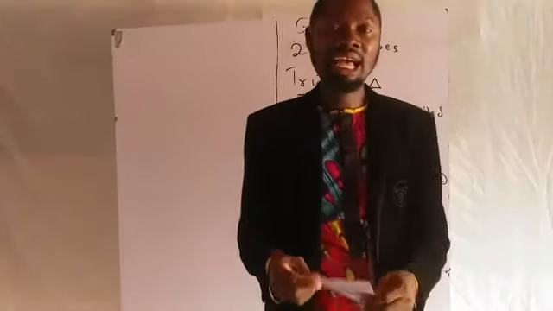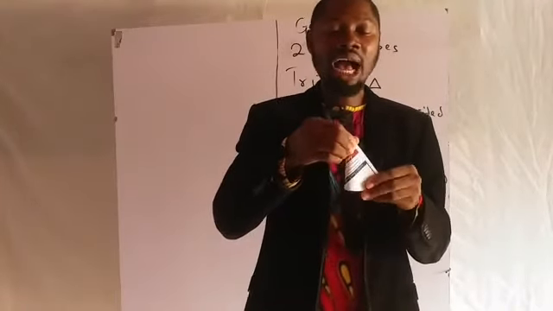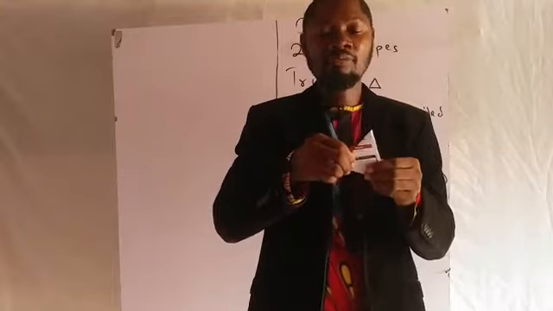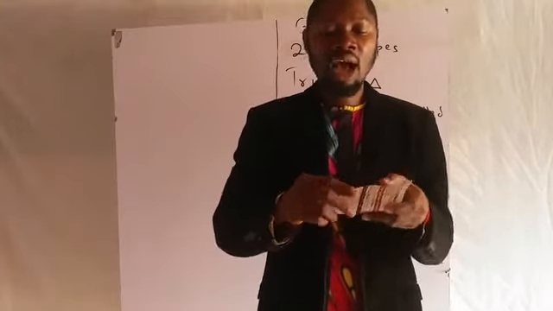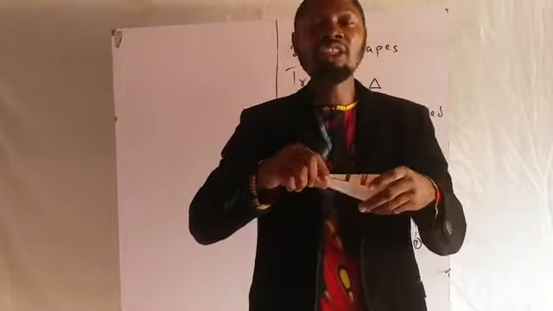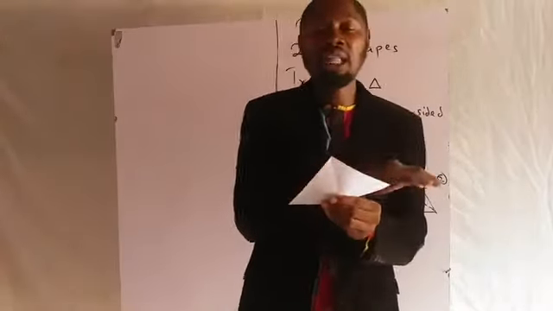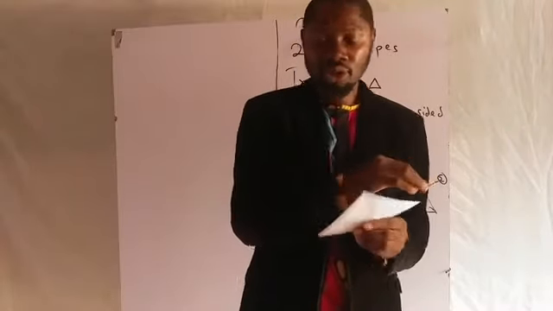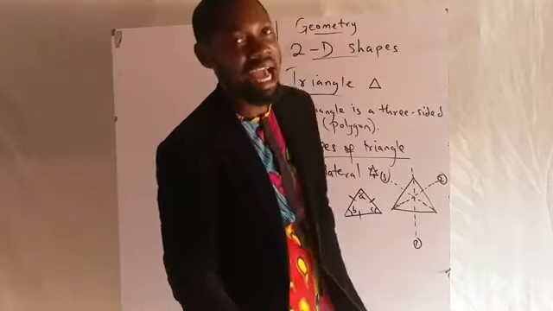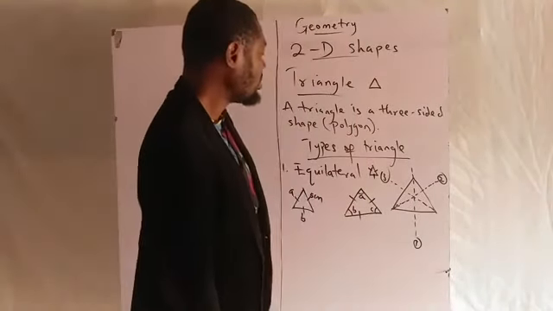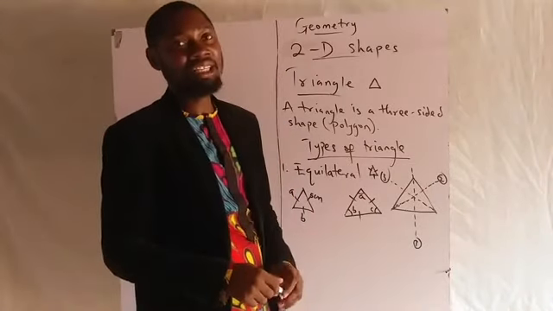Assuming this is an equilateral triangle, if I bend it this way, I will have equal parts produced. And if I also bend it this way, I will have equal parts produced. But this is not an equilateral triangle. This is an isosceles triangle, because there are only 2 equal lines. So, an equilateral triangle has 3 lines of symmetry.